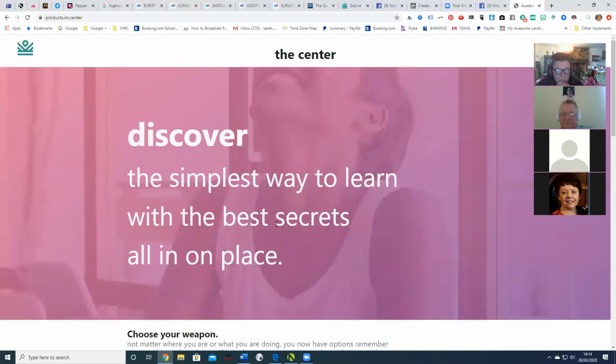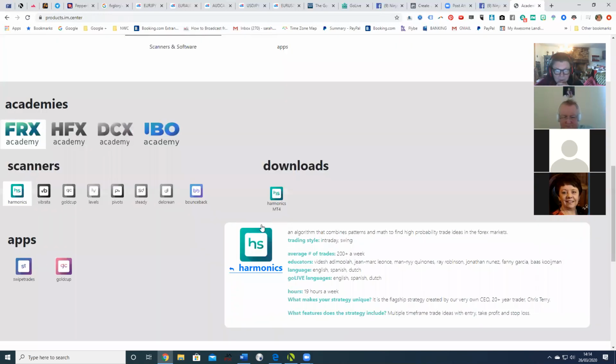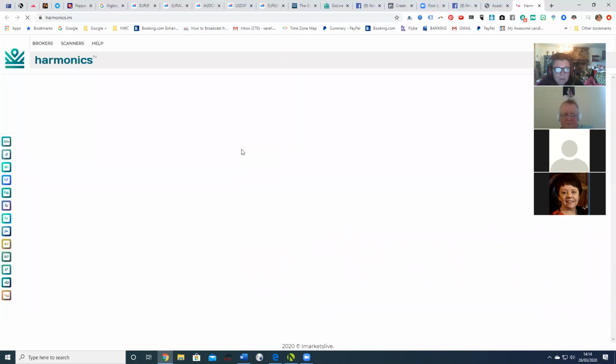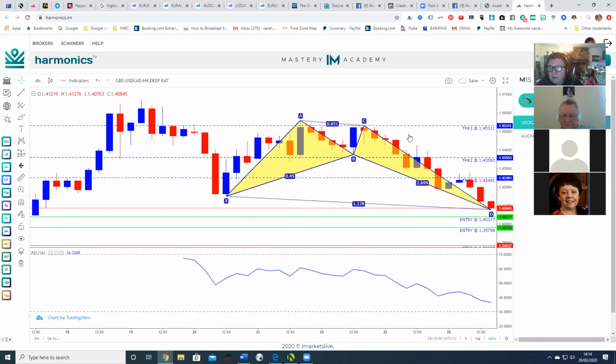And here are your products. The Harmonics, which is what I use, Harmonic Scanner, is included free with your platinum package. And then we recommend you add on Vibrata, which gives you the 60-80 trade ideas a day to look for price. So we're going to Harmonics. And what we'll do first of all is just have a quick look to see if we've got anything setting up.